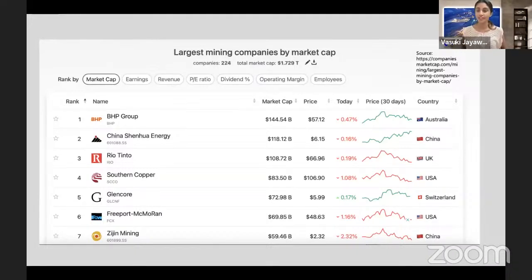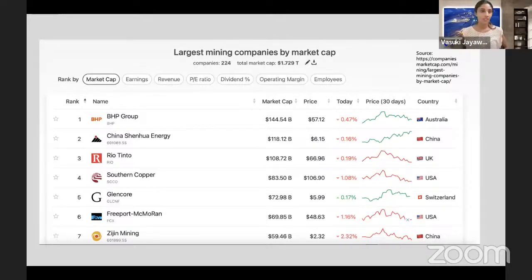I already mentioned some Sri Lankan mining companies and some examples. I mentioned Bogala, I mentioned Insee. Now this is the overseas market we are looking at. This is the latest market capitalization of the biggest mining companies out there.